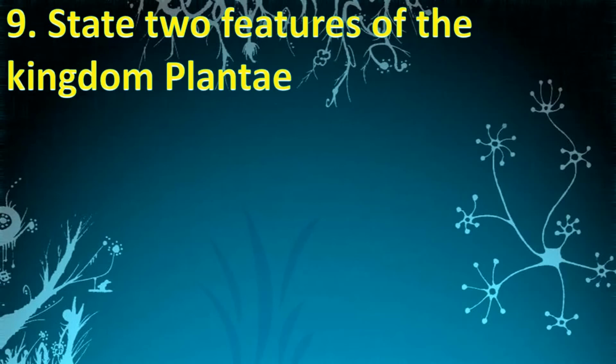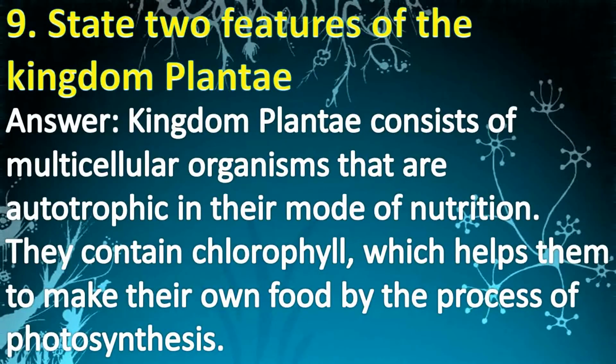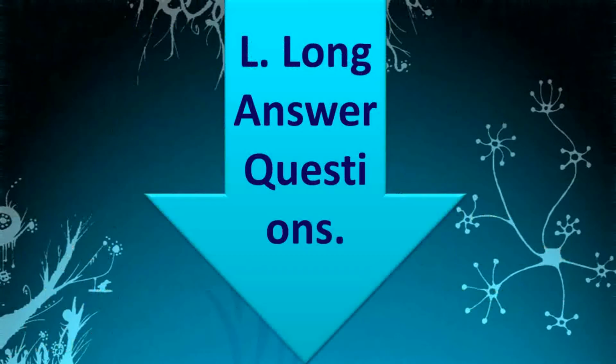State two features of the Kingdom Plantae. Answer: Kingdom Plantae consists of multicellular organisms that are autotrophic in their mode of nutrition. They contain chlorophyll, which helps them to make their own food by the process of photosynthesis. Next question. Long answer questions.